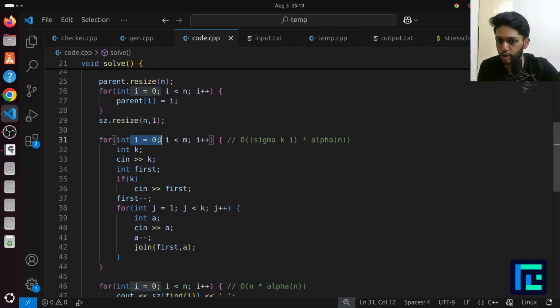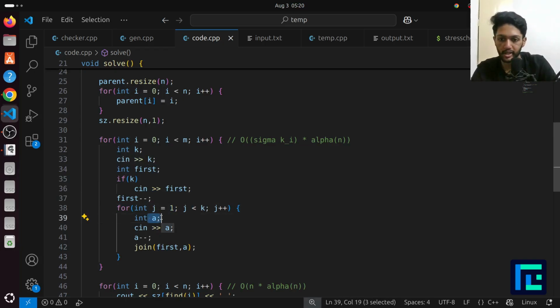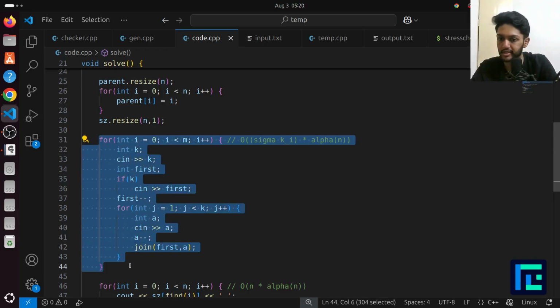Then I'll iterate over all the groups. So for int i equal to 0, i less than m, i plus plus, I'll take the size of the group, and also I'll take the first element. I'll just take the input of the group and add the required edges, that is, add the edges between the first node and all the other nodes. So I will take the first input and make it 0 indexed, and then I will iterate from 1 to k minus 1 and take all the other nodes as input. So int a, cin a, a minus minus, and I'll join all the other nodes with the first node. So I'll basically add an edge between those nodes, right?